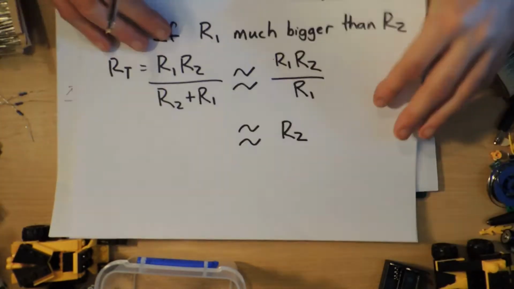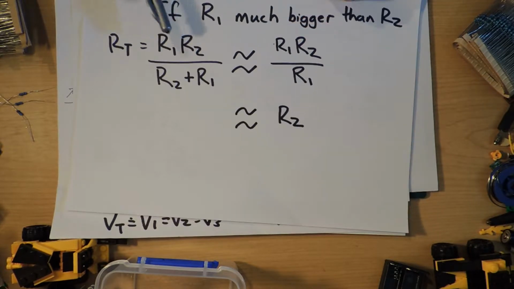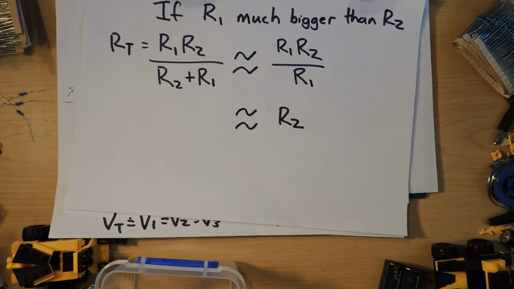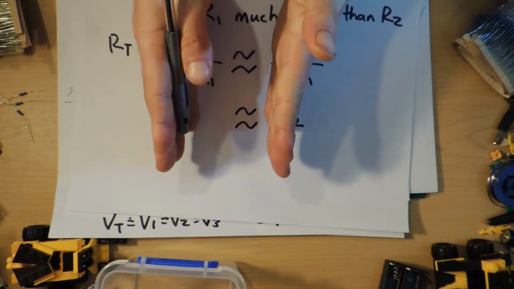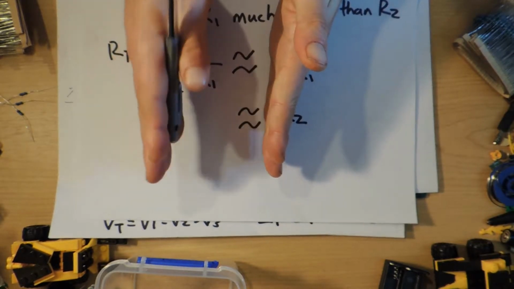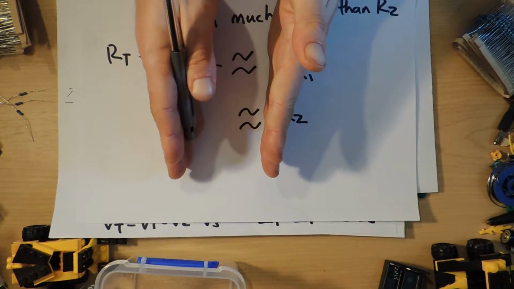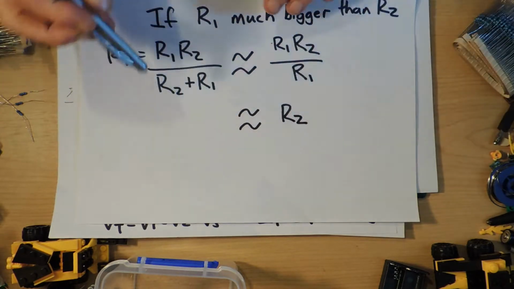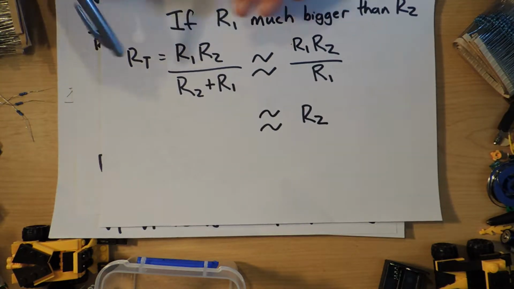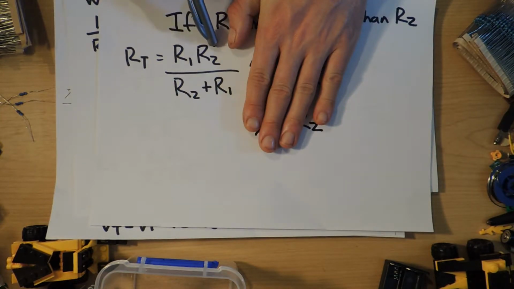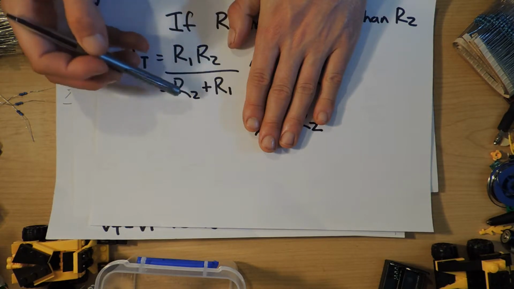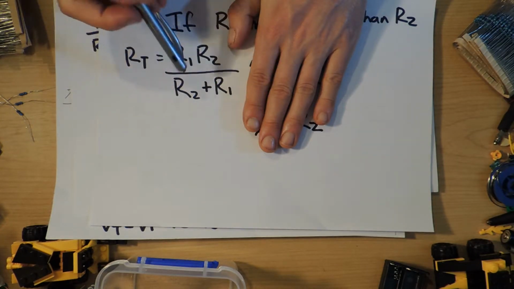And the other important thing is, what would happen if R1 is much bigger than R2? So in this case, what happens if you have two paths and one resistance is much higher than the other resistance? What's the effective result? Well, going back to what I just wrote before, RT equals R1 times R2 over R1 plus R2.